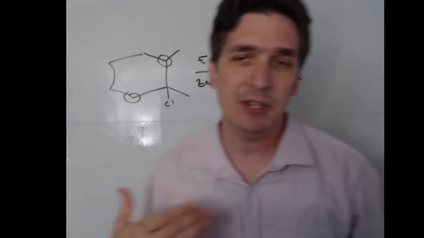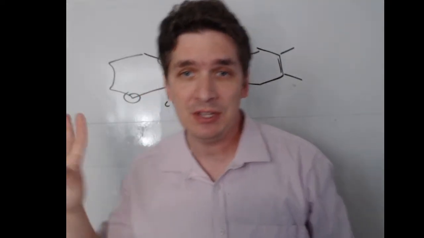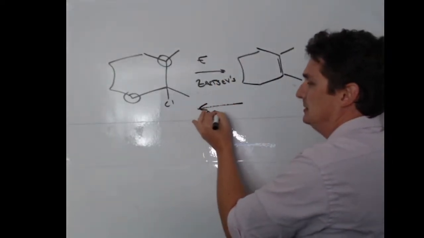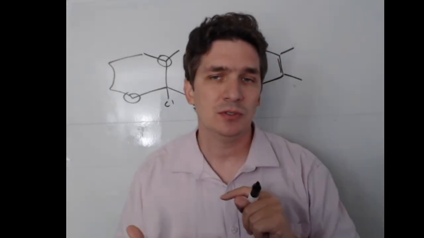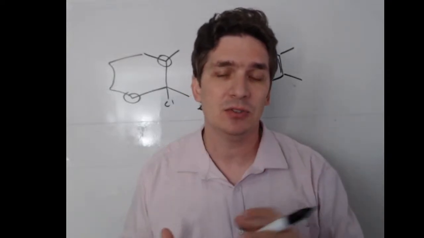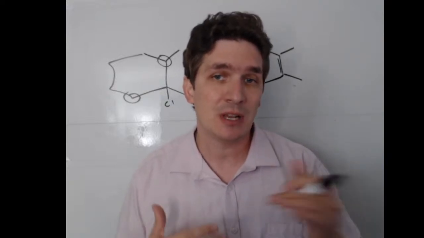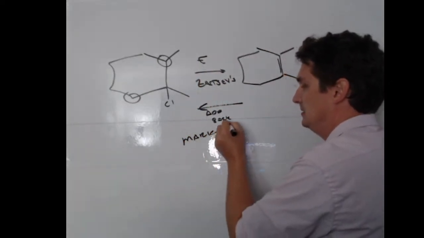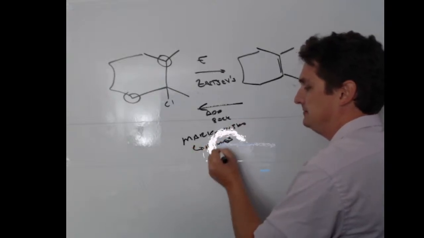So Markovnikov is just the reverse of this, to say that, because we don't know the history of this molecule, we don't know how it got here, if we're going to add back, we're going to add the nucleophile to the more substituted group. The idea here being that if we form a carbocation, we want to form it on the most substituted carbon. So Markovnikov here assumes a carbocation.